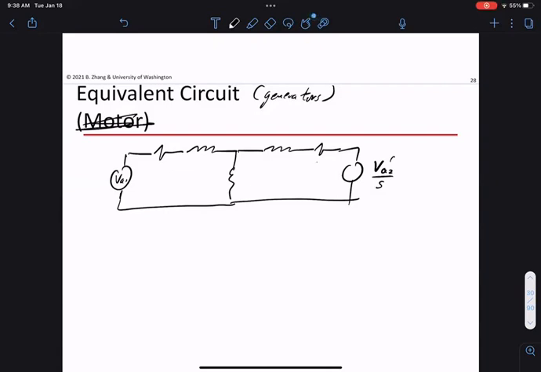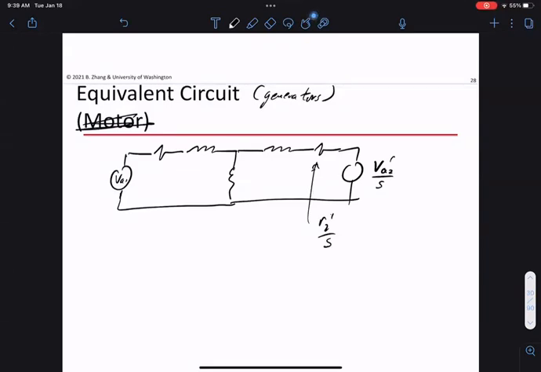This resistor, R2 prime, has a value of R2 prime over S, right? So again, that's where the slip comes in. If you do the calculation, do the equations, that's where the slip comes in.